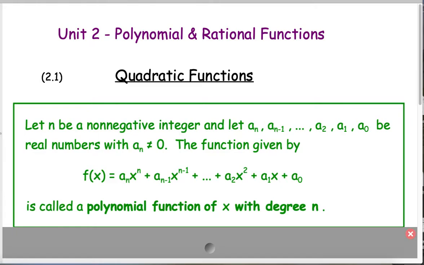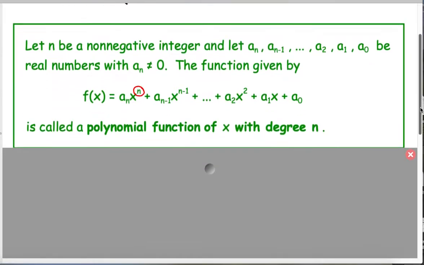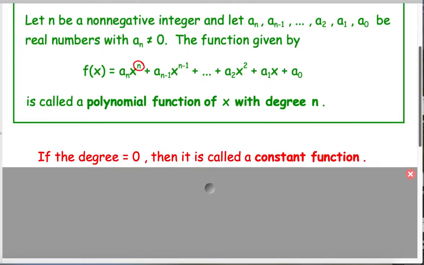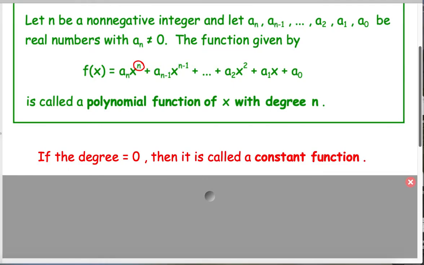So the degree is the highest power of your variable, in this case, whatever n is. Even if it's not in descending order, you have to pick out the highest power of x, and that tells you what the degree of the polynomial is. If the degree winds up being 0, then it's just called a constant function, because x to the 0 is just 1. So if it's constant, you really just have a sub 0.